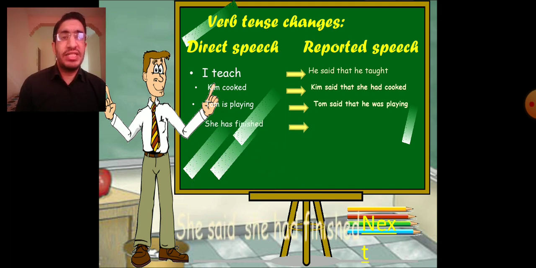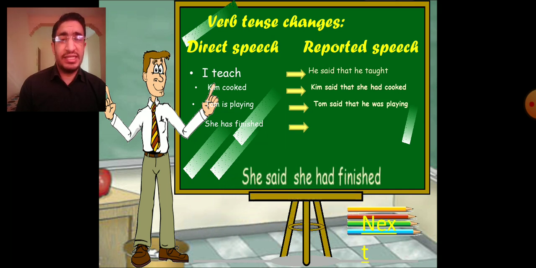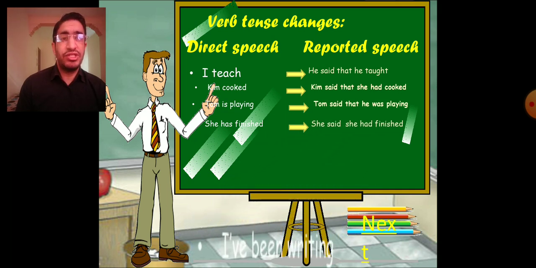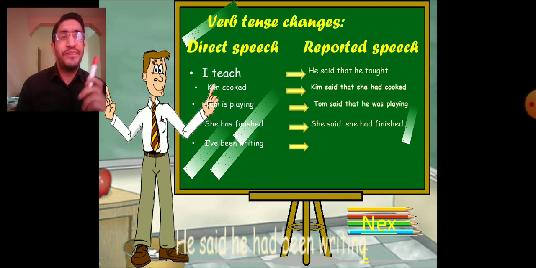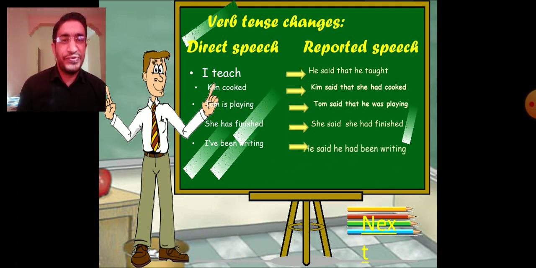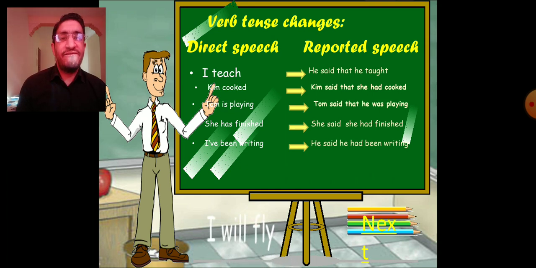Tom is playing. Of course, this is present continuous. So it becomes Tom said that he was playing. It means that present continuous becomes past continuous. She has finished. And of course, this is the present perfect.